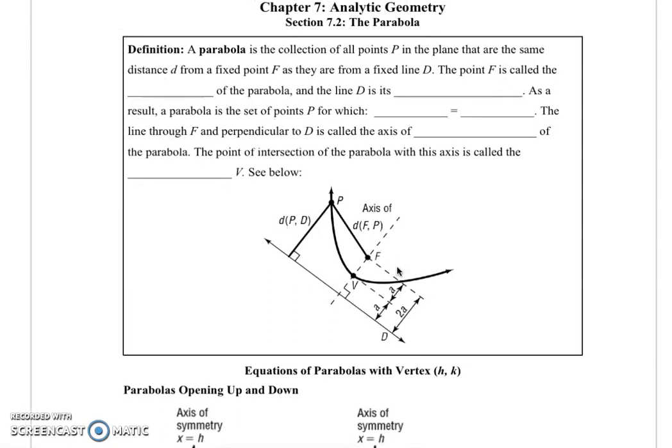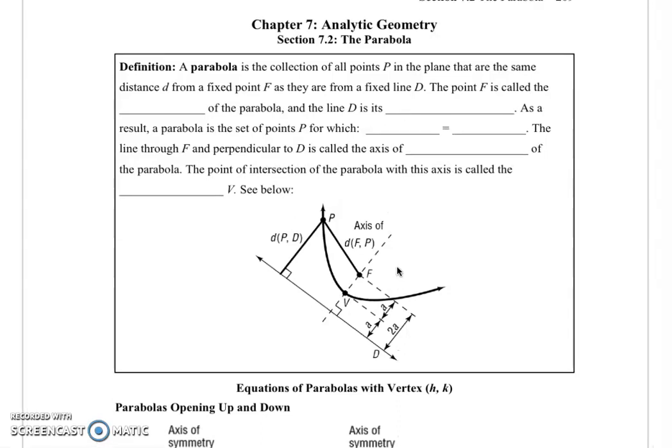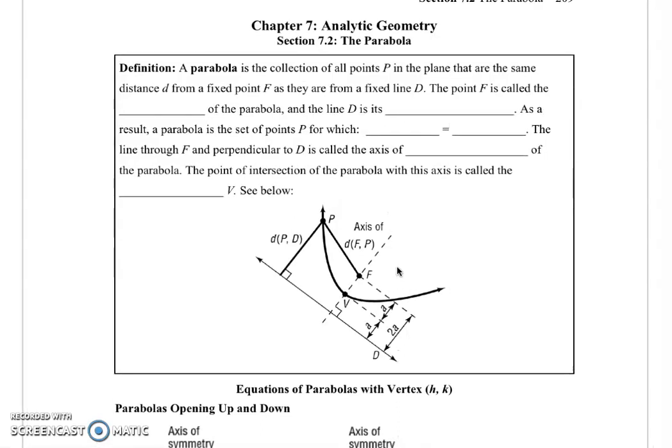So we just finished talking about circles. Now we're going to talk about parabolas. And I know we've talked about these before, but we're going to do it again in a slightly different way.